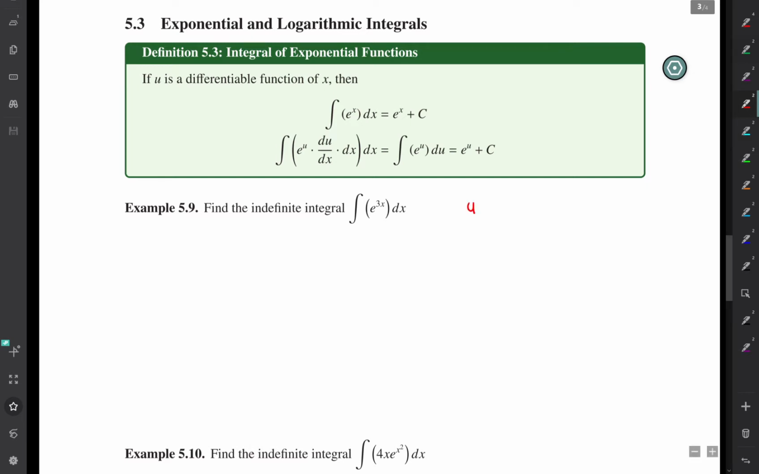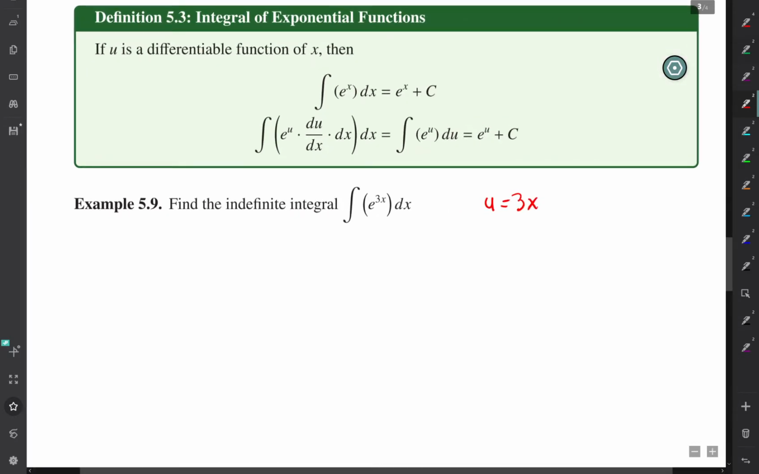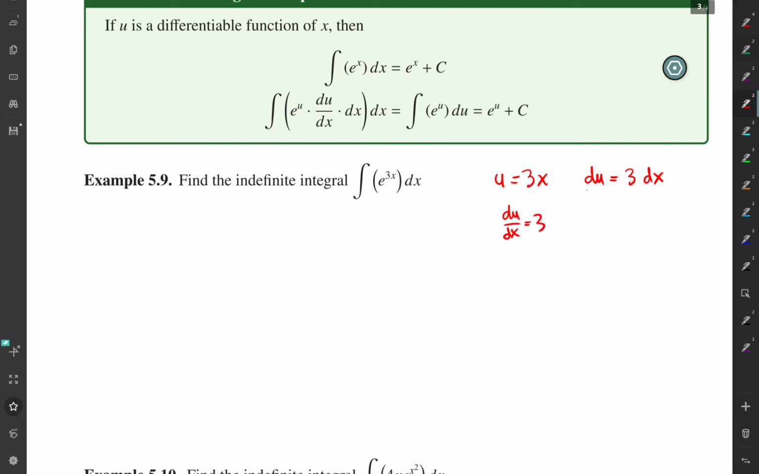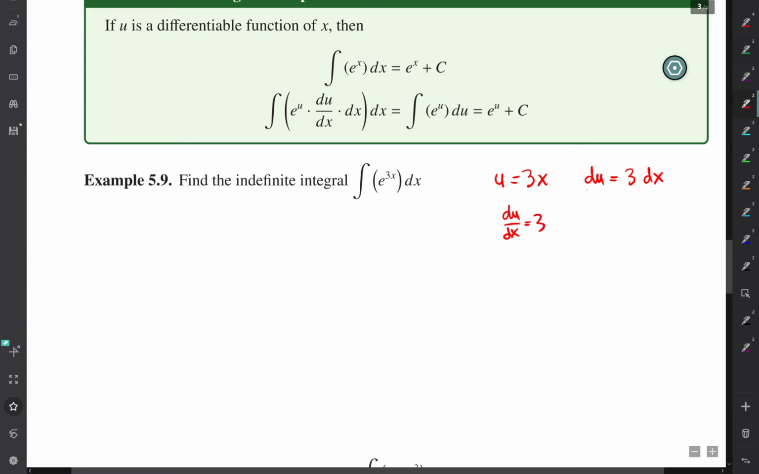So in this case, u is going to be equal to 3x, and then in that case, du should be equal to 3 dx. Okay, and that's because du dx equals 3, and then you can think of this as kind of a shorthand of just multiplying the dx on both sides to get du equals 3 dx. And then if you divide both sides by 3, you see that du over 3 must be equal to dx.